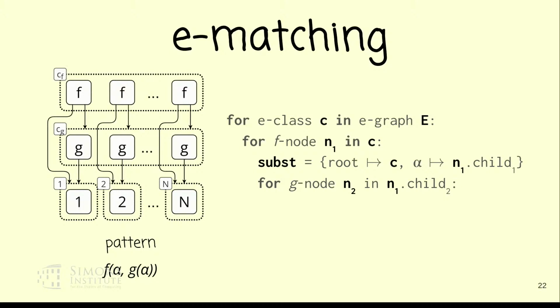So let's loop over the G nodes in the right-hand child. And we have to do one more check here. We have to make sure that the child of the G agrees with that left-hand child of the F. That was the whole point of using a nonlinear pattern. And if that's indeed true, then we can yield the substitution.